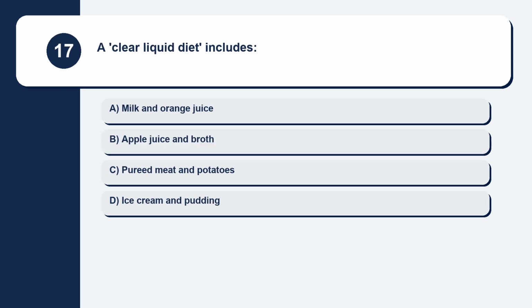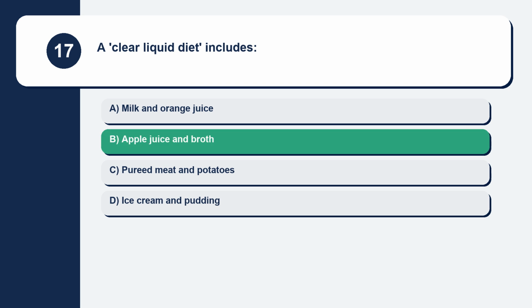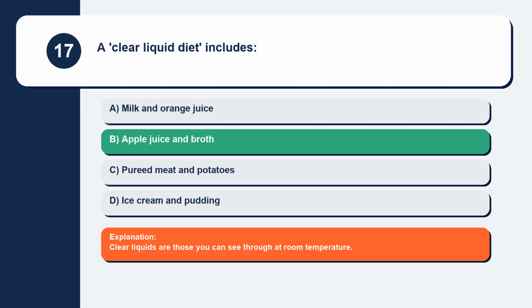Question 17. A clear liquid diet includes milk and orange juice, apple juice and broth, pureed meat and potatoes, ice cream and pudding. Clear liquids are those you can see through at room temperature.